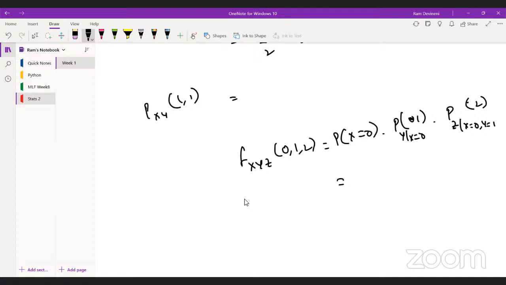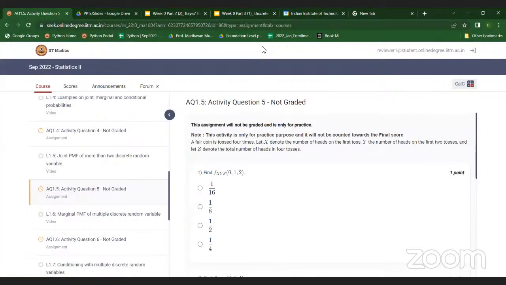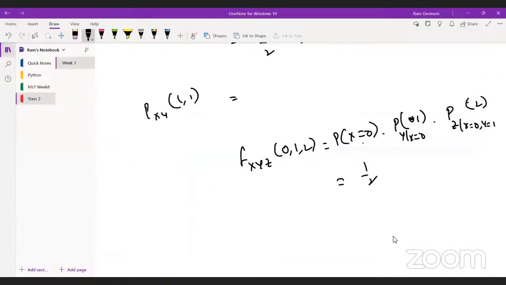And x equals 0 is nothing but the first toss, right? In the first toss, what is the probability that you do not get a head? Half, right? Let me check if it is a fair coin or not. Yes, it is a fair coin. So probability for x equals 0 is going to be half, since the probability of getting a head or not is the same.